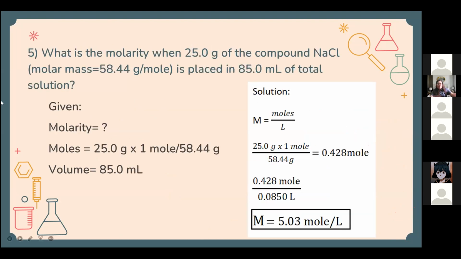So, the next number. For number 5, the problem is: what is the molarity when 25.0 grams of the compound sodium chloride, which has a molar mass of 58.44 grams per mole, is placed in 85.0 ml of total solution? So what we are looking for here is molarity. We use the formula M equals moles over L. So here are the givens. The moles is equal to 25.